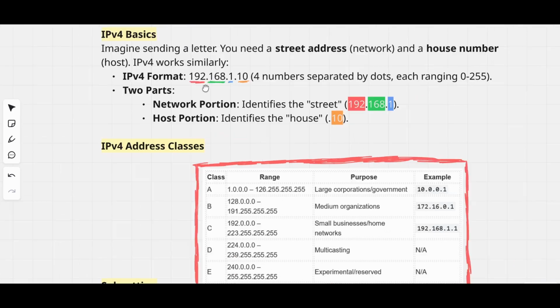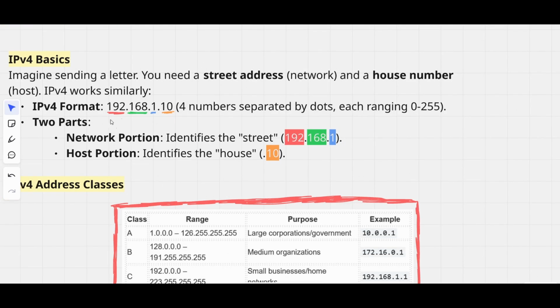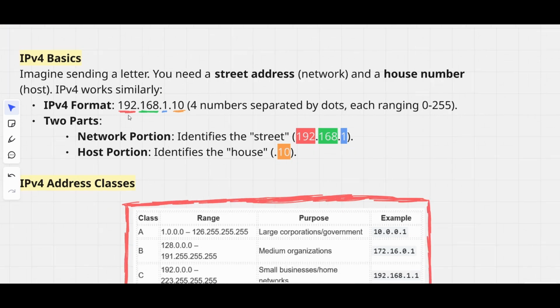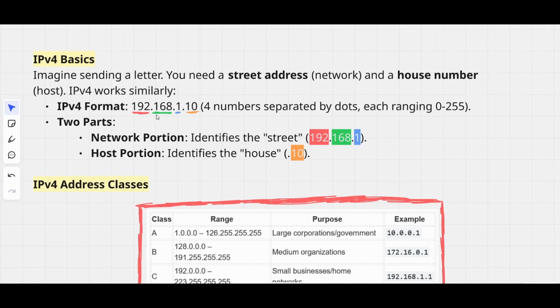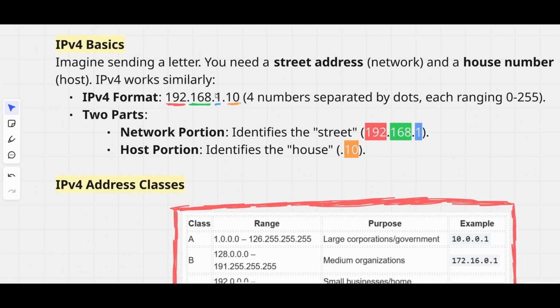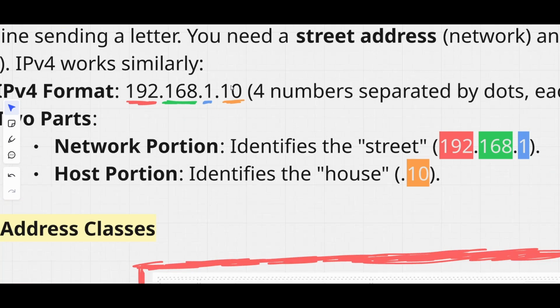IP version 4 format: 4 numbers separated by 3 dots, each ranging between 0 and 255. Like you say here, 1, 2, 3, 4. So there are 2 parts. The network portion, which is this part or that part, identifies the street, the network. And the host portion identifies the house, the last part.